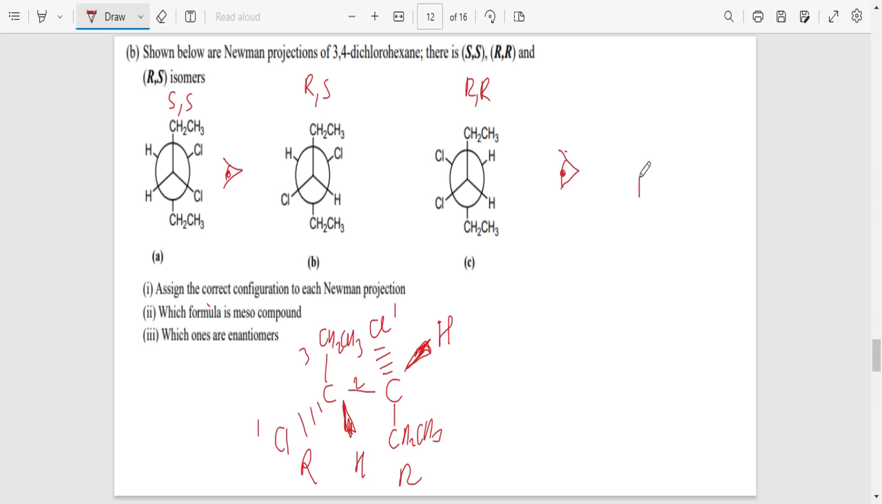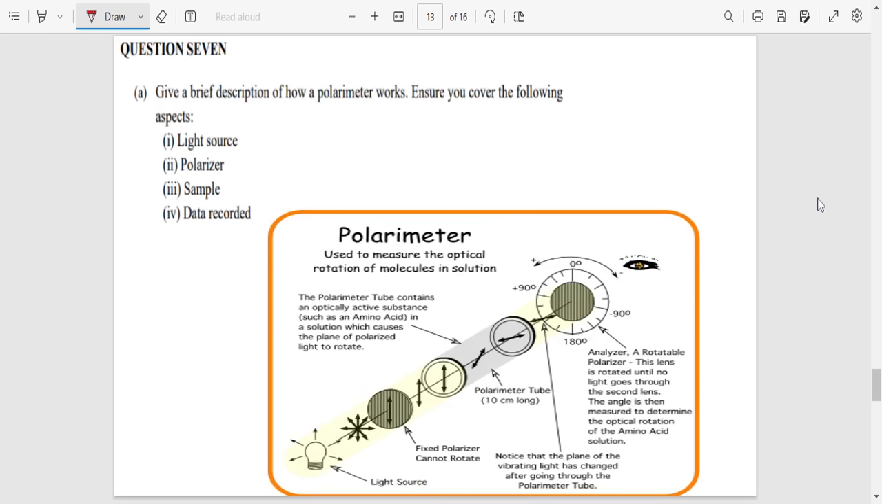Let's say this molecule is supposed to be moving like that. In the same sample, one portion is pushing this plane polarized light to the right, another one to the left. Now, because they are in equal concentrations, you pull, you push, you pull, you push, they are going to be able to cancel each other. That's why the meso compounds have an optical activity of 0. Which ones are enantiomers? These are enantiomers, which are simply mirror images of each other.